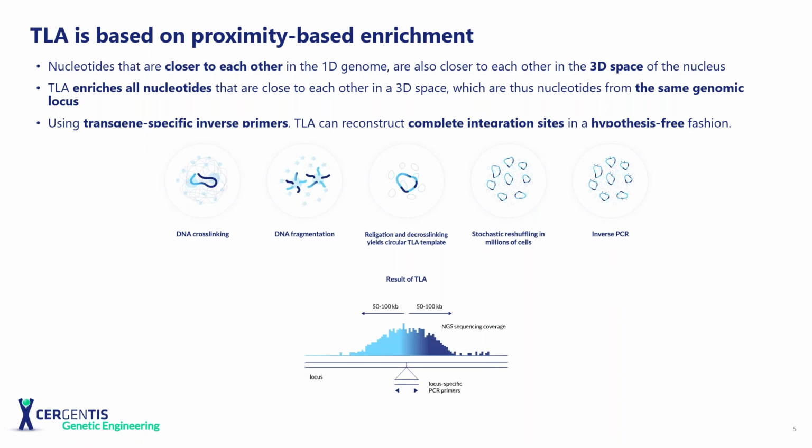The next step is then the enrichment step using transgene-specific inverse primers that face outwards. TLA can construct complete integration sites, as you can see in the bell-shaped curve at the bottom. This happens in a completely hypothesis-free fashion. So in the end, we will generate a very high sequencing coverage across the transgene. The coverage will be highest in the vicinity of the primers that have been used, and the coverage will decrease further away from these primer pairs.